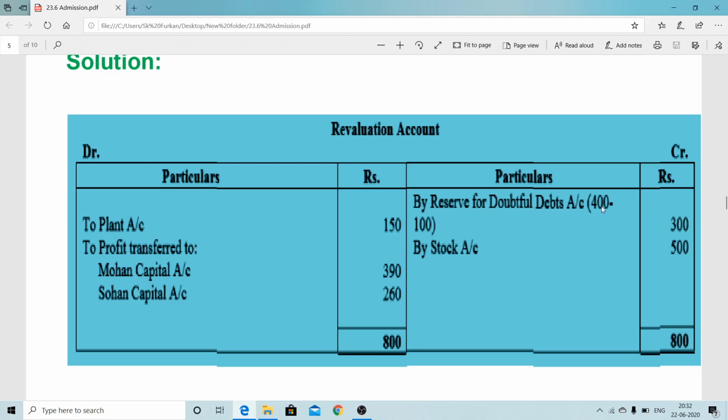This is one way we can show the treatment. Another simple way is that always the old provision goes on the buy side: buy provision for doubtful debt 400, and two provision for doubtful debt 100. Always new on the two side and old on the buy side. And the new one will be deducted from the debtors on the new balance sheet.